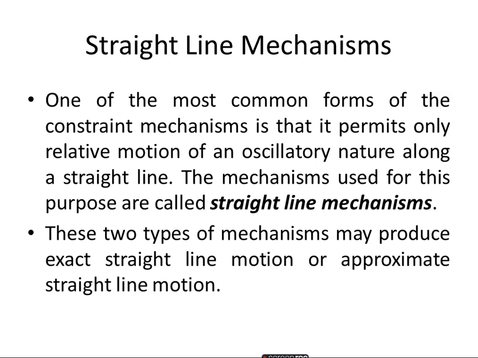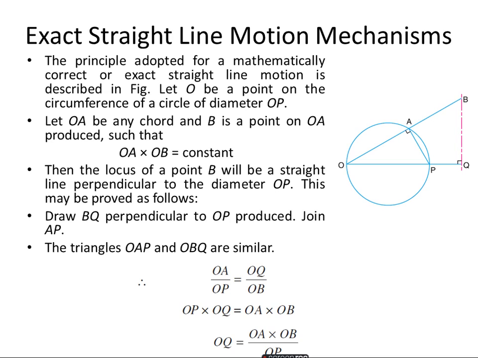In that we have two types of mechanism: one which may produce an exactly perfect straight line, as when you draw with the help of a scale, or one which gives an approximate straight line, like when you draw a straight line freehand and it is not perfectly straight. So two types of straight line can be seen, exact and approximate. We'll see both now. First we go with the exact straight line motion mechanism.